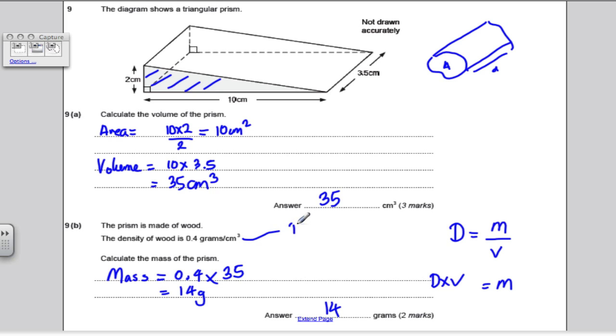If you couldn't remember the formula for density, just have a look at this. That's the density, and the units given are grams per centimetre cubed. Per means divided by. Now grams is a measure of mass and centimetres cubed is a measure of volume, so you could get the formula by looking at the units if you've forgotten.